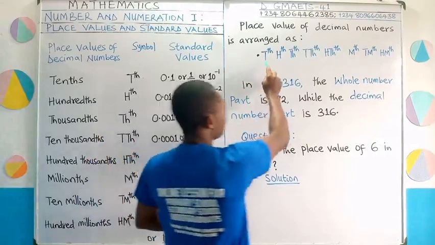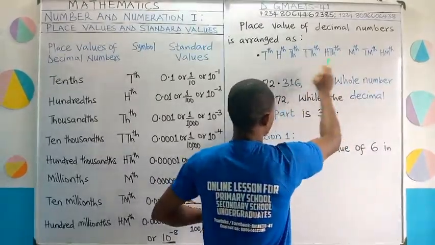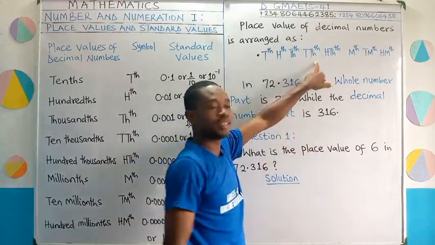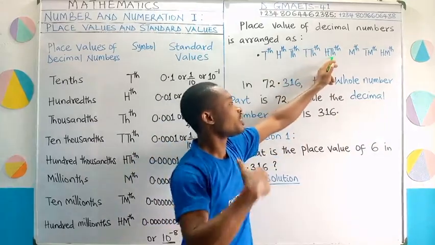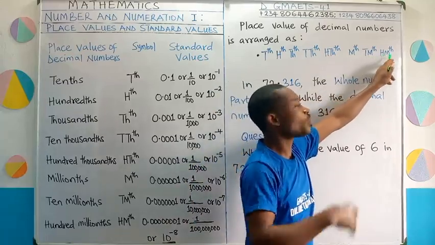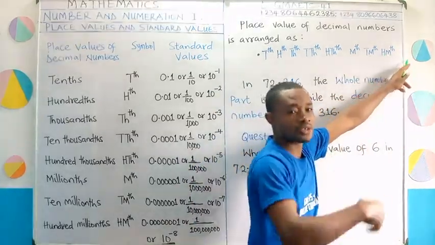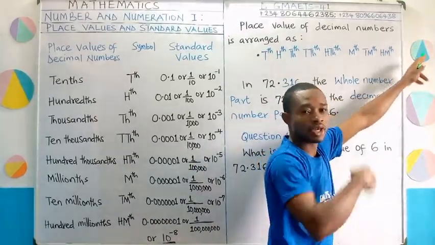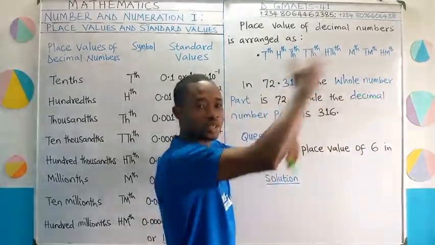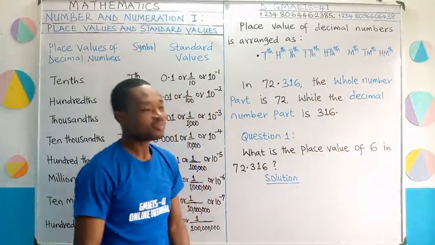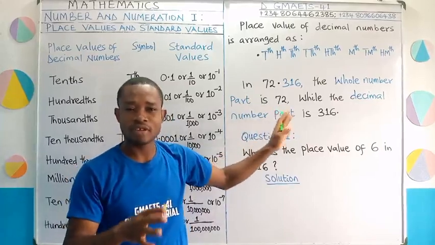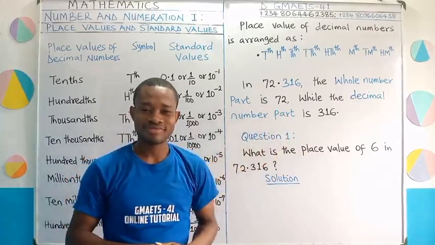So we have these place values. This is the way we arrange it for the decimal digits. The first is tens, followed by hundreds, followed by thousands, 10,000s, 100,000s, millions, 10 millions, 100 millions, billions, 10 billions, 100 billions, trillions, 10 trillions, 100 trillions, in that order. Does that make sense? This is how we arrange the place value of decimal numbers.